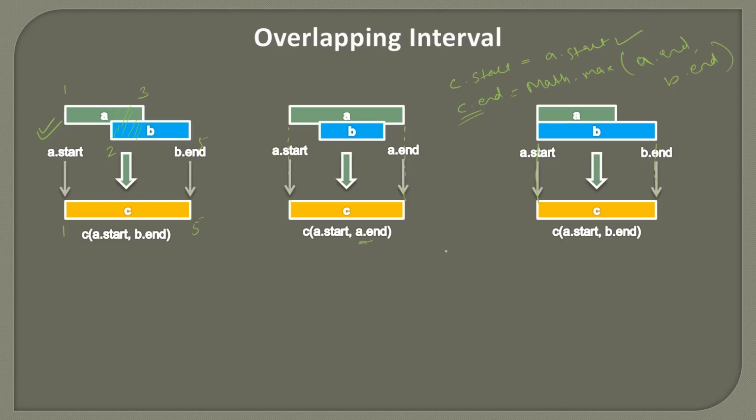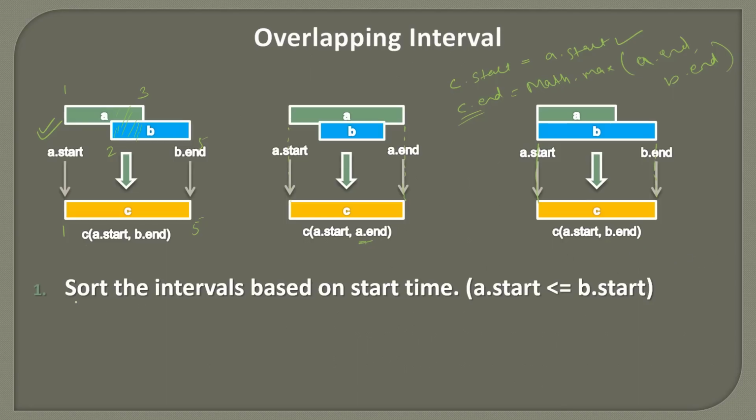So in order to solve this problem, the first thing we need to do is sort the intervals based on the start time. So this condition will come into picture that A dot start will be less than or equal to B dot start. Here A dot start in this case is less than B dot start. In this case also it is less than B dot start. But in this case A dot start is equal to B dot start. So this condition is important. When we sort these intervals, the merging becomes easier.